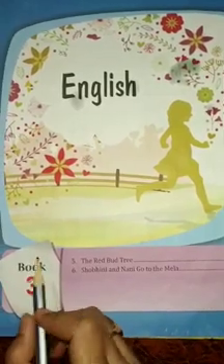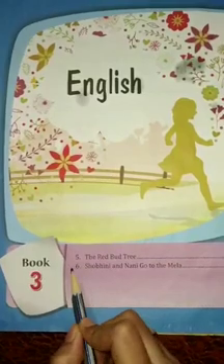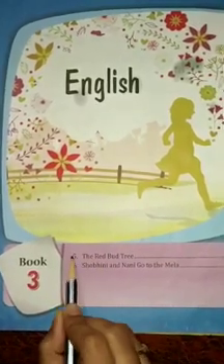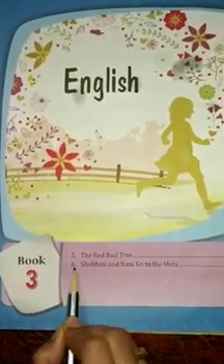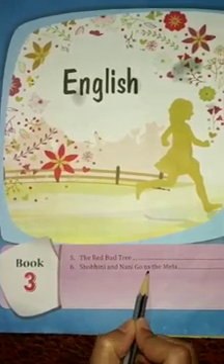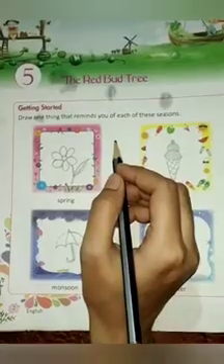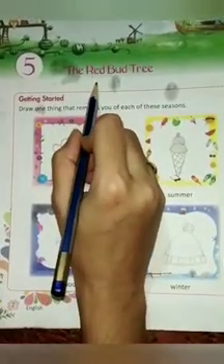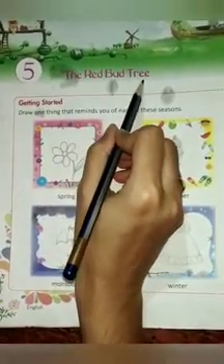Children, today we are going to start book 3. So here you will get 2 chapters. The Red Bud Tree and Shobhini and Nani go to the Mela. Today we will start our first chapter, The Red Bud Tree.